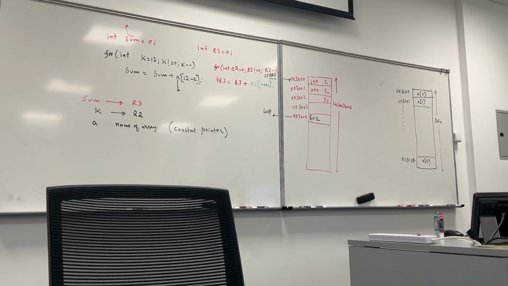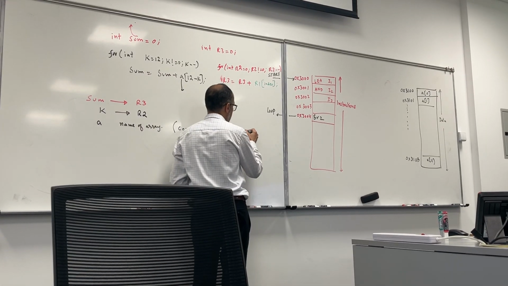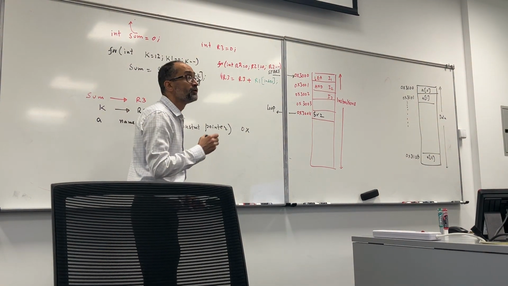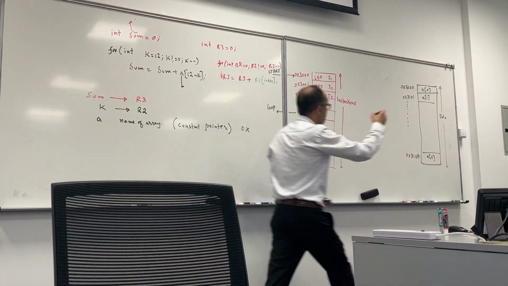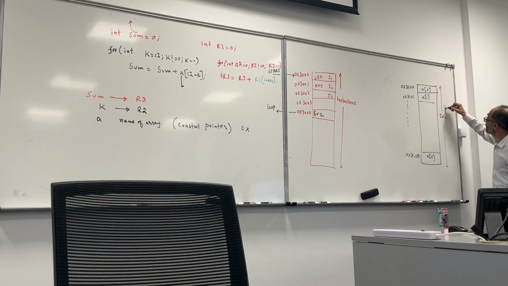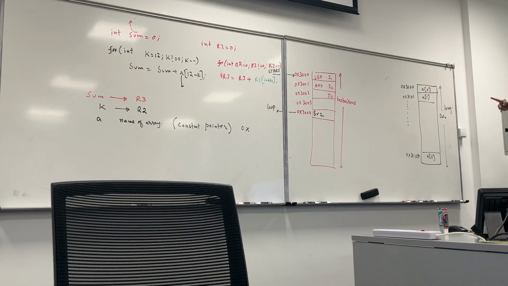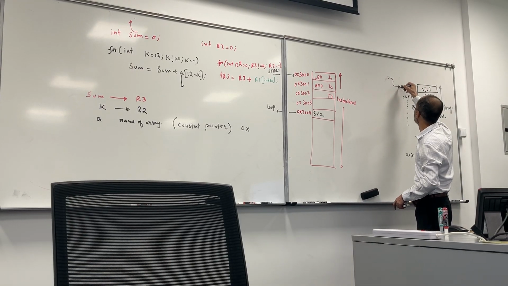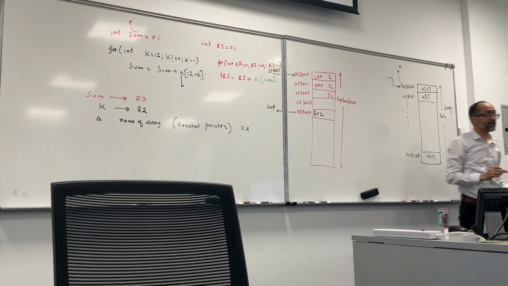The name of the array is a constant pointer, and what is the base address of the array in this example? Look at the memory. This is my array, this is data. The base address of the array is 3100. This is my A, the base address of the array.